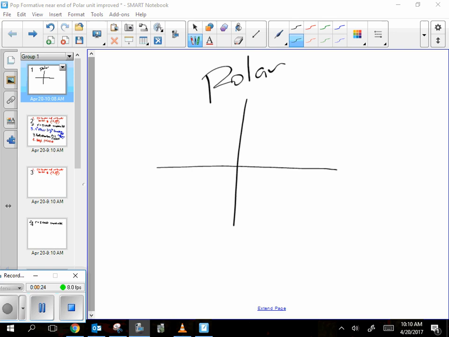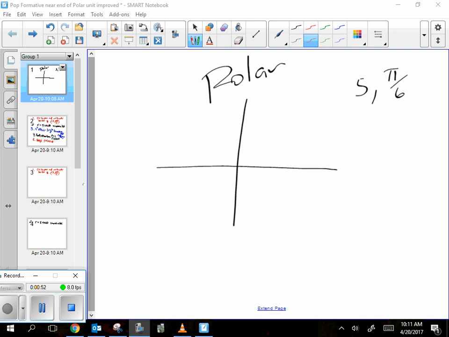So here's a polar point. Just graph this one for me: 5 comma pi over 6. So you'd go, I like to think of it as the angle first, but some people like to think of it as the length first. Okay, I like to know where I'm going before I start walking, and then you can tell me how many miles to walk in that direction.